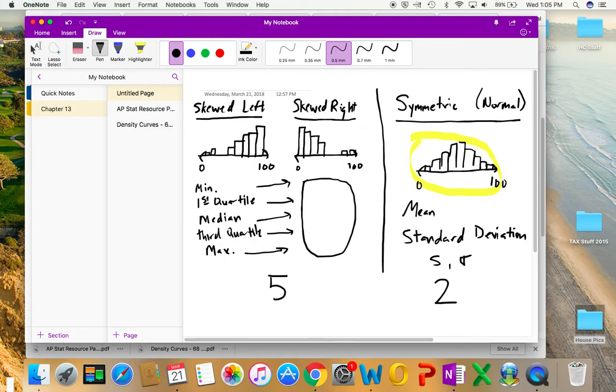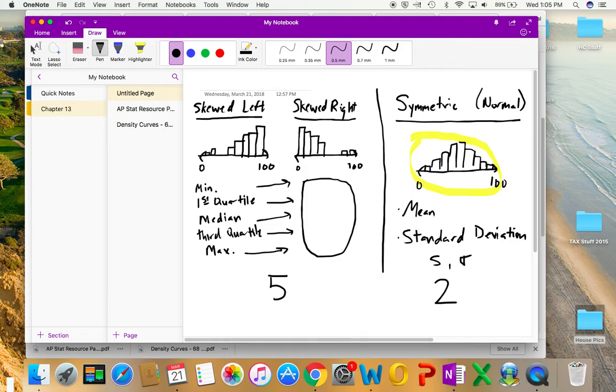My symmetric, my normal, my good looking, my prepared, I'm predictable. She's my worker who's always on time. She's always working hard. She greets people with a smile. I know she's going to do her thing. I only need to check in on her twice to evaluate her performance. That's how I remember to use just the mean and the standard deviation for a symmetric or normal distribution.